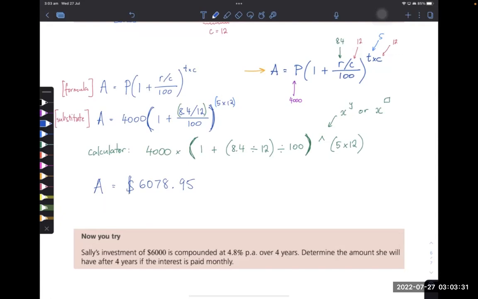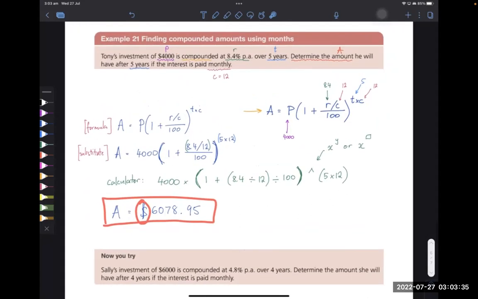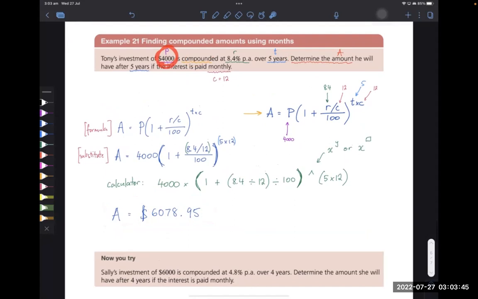$6,078.95. To the nearest dollar, this is how much is going to be in your account if you compound it for 5 years. You put in $4,000. After 5 years, it's going to turn into this amount. So you've made a lot more money. I'll label here: this is the final part. That's your answer. So: formula, substitute, answer, step by step.